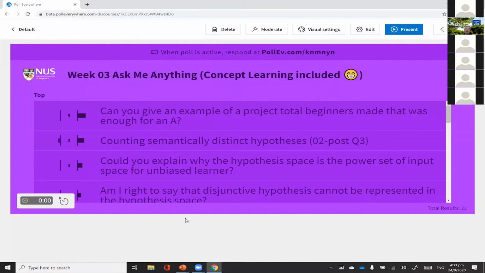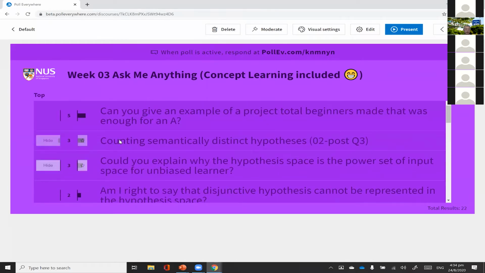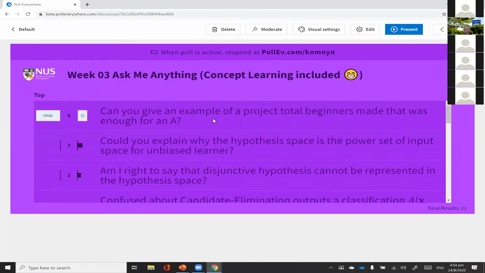And you would multiply this through all of the different features that you have for a particular data set. Okay, so that's how you count semantically distinct hypotheses. All right, so hopefully that covered that.